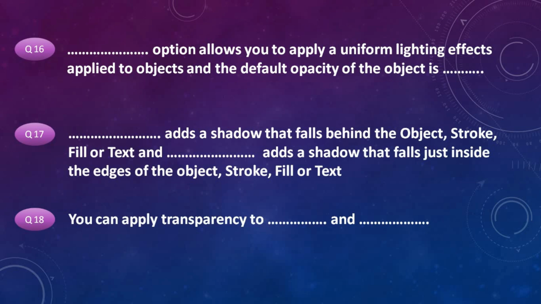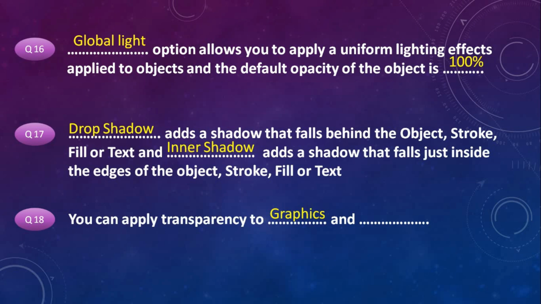The answer for these questions: Global light option allows you to apply a uniform lighting effect applied to objects, and the default opacity of the object is 100%. Drop shadow adds a shadow that falls behind the object, and inner shadow adds a shadow that falls just inside the edge of the object. You can apply transparency to graphics as well as text frames.